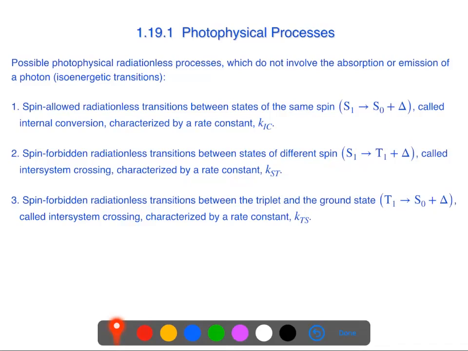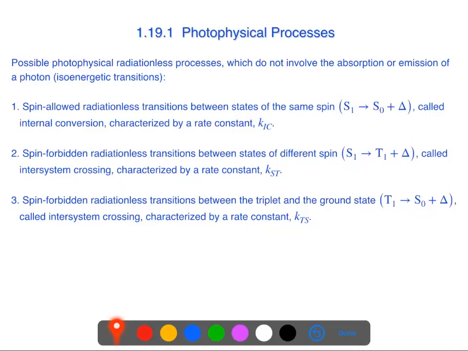Now, a spin-forbidden radiationless transition between states of different spin is called intersystem crossing, and is also characterized by a rate constant, specifically k subscript ST. In this example, we're going from the lowest singlet state, S1, to the lowest triplet state, T1. And again, it's initially isoenergetic, but then we have vibrational relaxation to the lowest vibrational level within the T1 electronic state, and it's that relaxation that results in the formation of some heat.